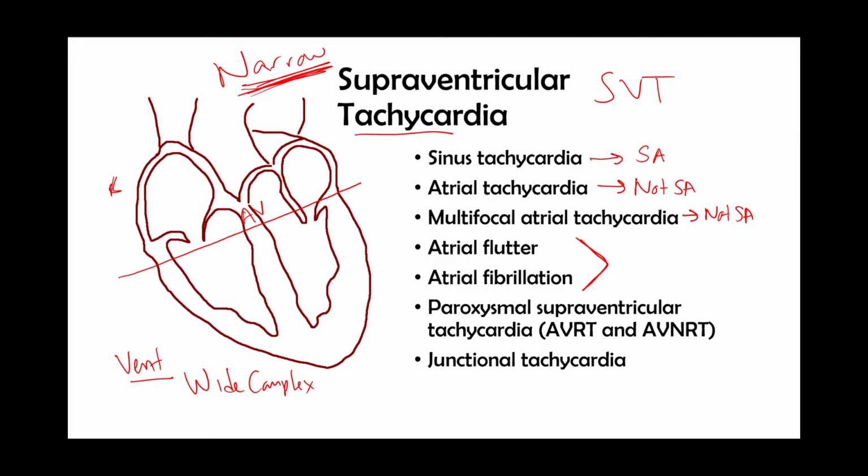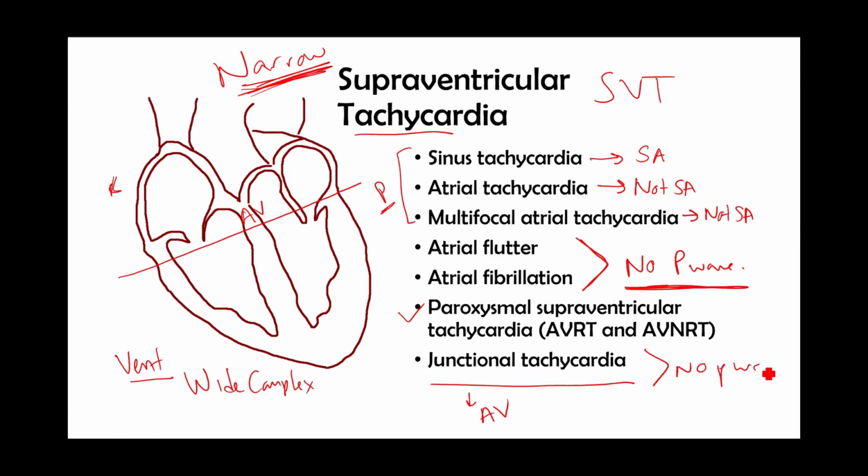In sinus tachycardia, atrial tachycardia, and multifocal atrial tachycardia, we would expect to see P waves. Whether they are normal or not, there will be P waves present. In atrial flutter and atrial fibrillation, there will be no P waves. You may see fibrillation waves, or in atrial flutter, what's called a sawtooth pattern from its cyclical conduction, but ultimately there are no P waves. We already discussed AVRT and AVNRT. The last one is a junctional tachycardia. Junctional meaning it originates from in and around the AV node. Again, we would expect no P waves in this condition.